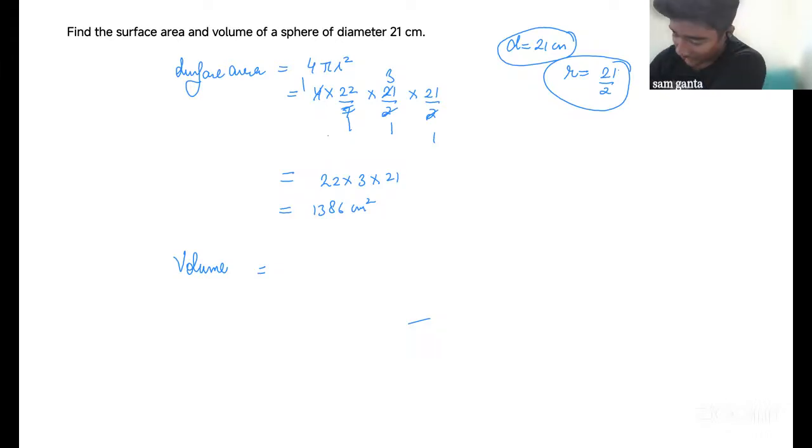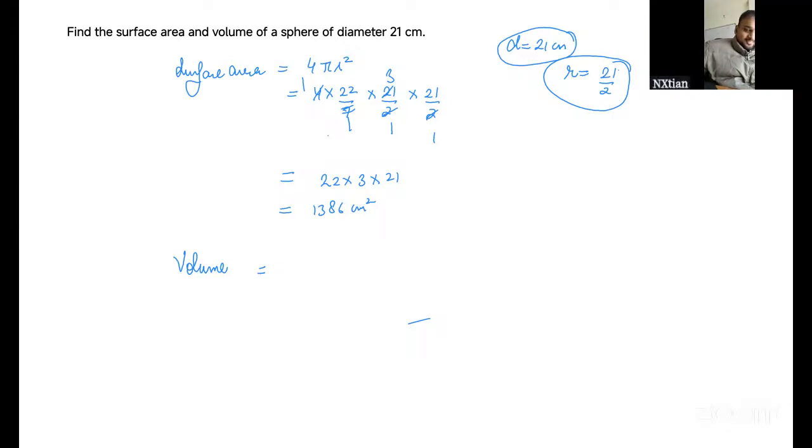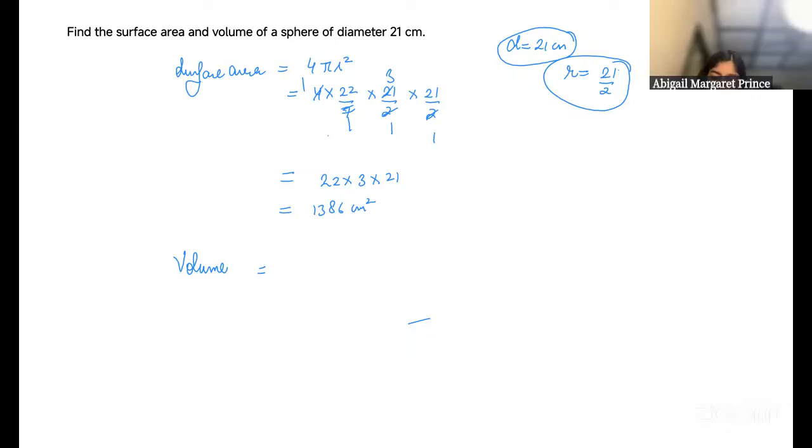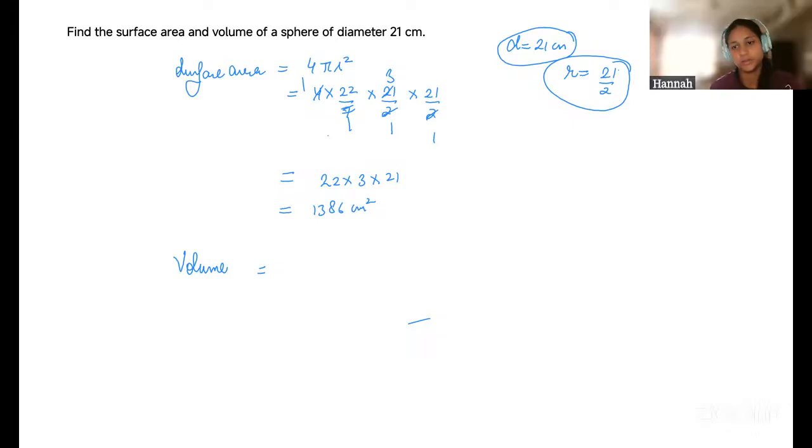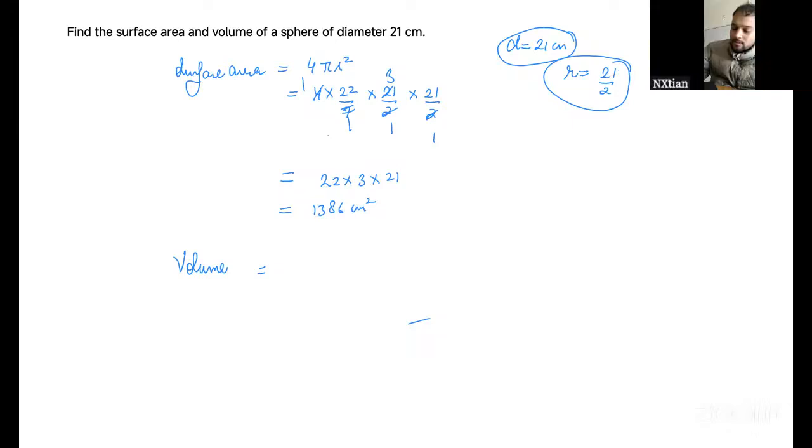Sam, what's the answer? I forgot to solve for volume and I only solved the surface area. Wow. Abigail, you got it? Almost, sir. Okay. Hannah, what's your answer? 4851 centimeters. Yeah, 4851. Josh, Jahovan, check. You did some mistake. You didn't multiply by 3 or 4. See, check. You multiplied it correct or not?